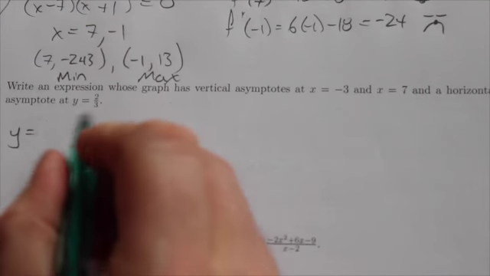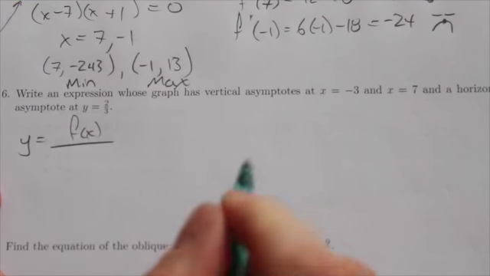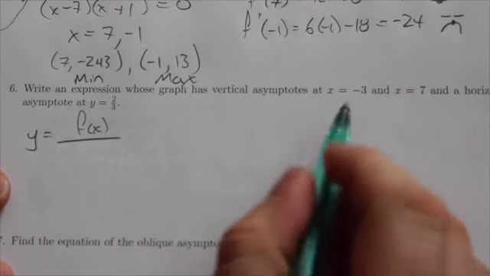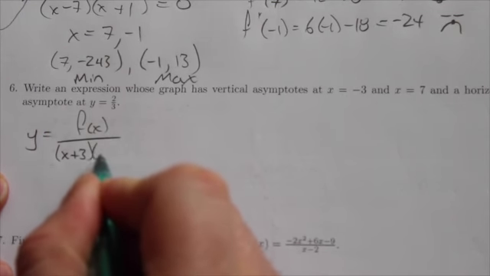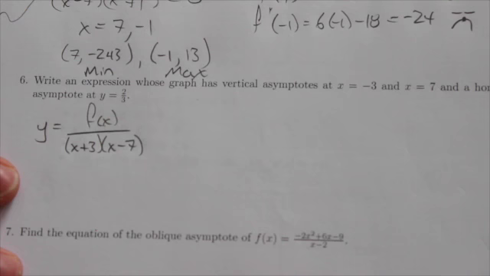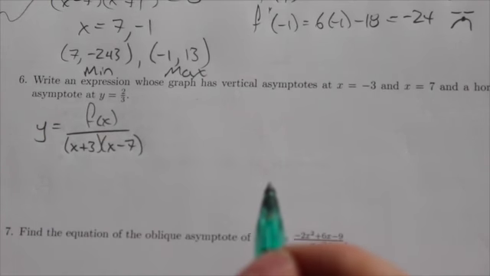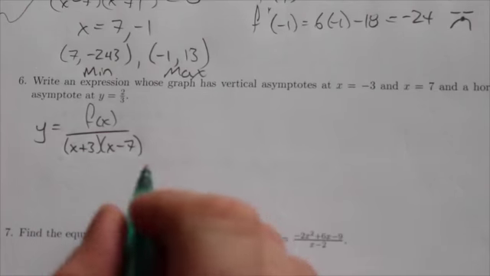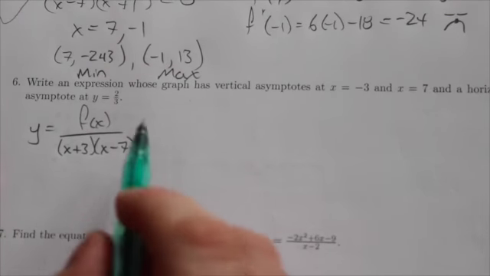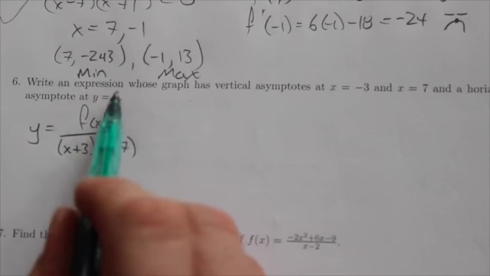So my function is going to be some function of x over top of, well, if I have vertical asymptotes at negative 3 and 7, that means this must be x plus 3 and x minus 7 in the denominator, because that's going to create an undefined expression at those values. So that's what I want here. So that's good. But I want my horizontal asymptote to be 2/3.